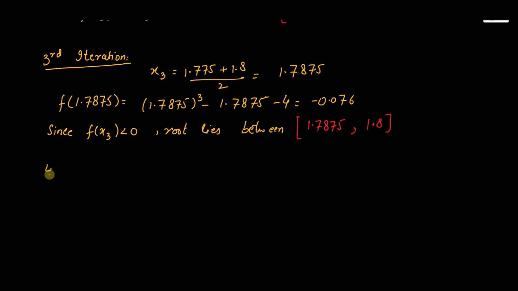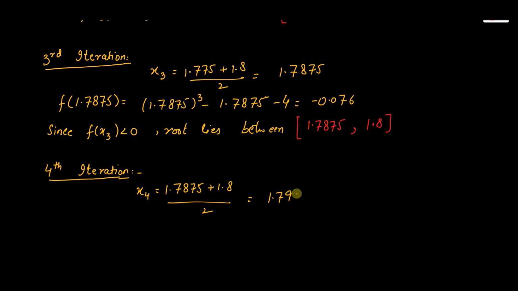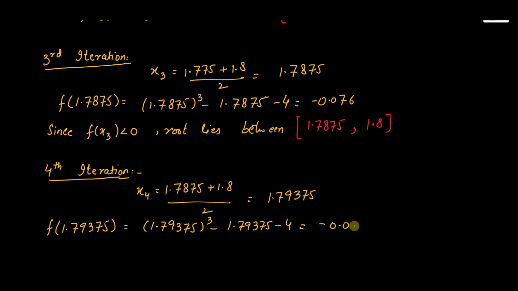Okay, so we need to go for the fourth iteration. Still, we need more iterations because we didn't achieve the accuracy yet. So x4 is (1.7875 plus 1.8) divided by 2, and we will get 1.79375. So we need to substitute the value into the function. 1.79375 cubed minus 1.79375 minus 4, and the answer would be negative of 0.022.